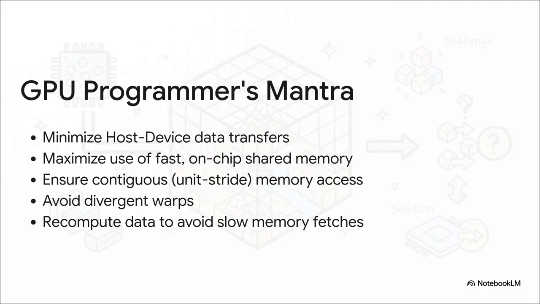All of this boils down to a set of golden rules, kind of a mantra for high-performance GPU programming. First, move data to the GPU and leave it there. Transfers are a killer. Second, use the little pockets of super-fast memory on the chip whenever you can. Third, and this is the big one, fight for that contiguous stride of 1 memory access. Fourth, don't let the threads in your warp start doing different things. And finally, and this one's a bit wild, memory can be so slow that it's often faster to just do a calculation all over again than it is to go find the answer on the bookshelf.